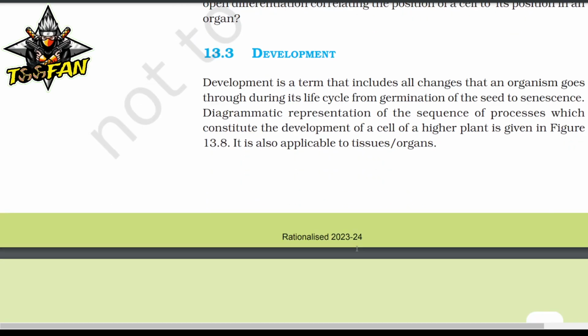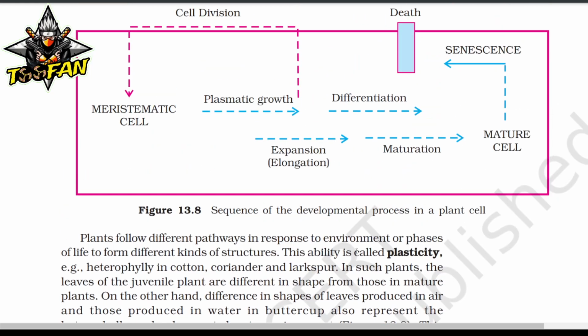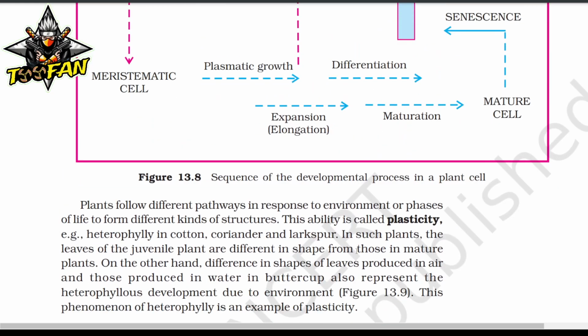Development. Development is a term that includes all changes that an organism goes through during its life cycle, from germination of seed to senescence. Diagrammatic representation of the sequence of the processes which constitute the development of a cell of a higher plant is given in figure 13.8. You can see it is also applicable to tissue or organ. These are the figures which are given here, 13.8.